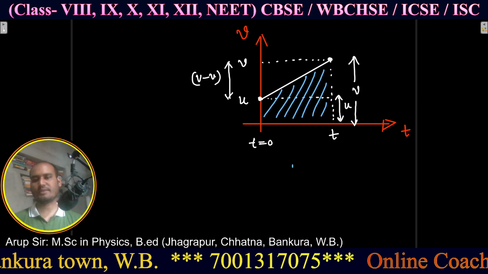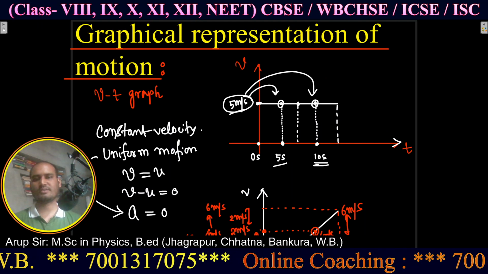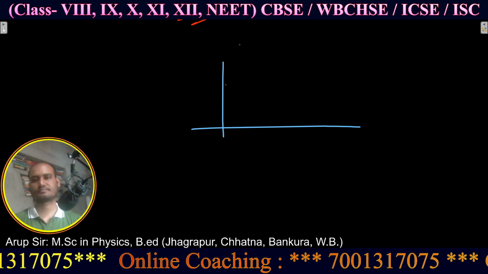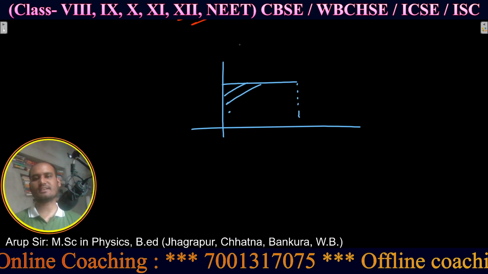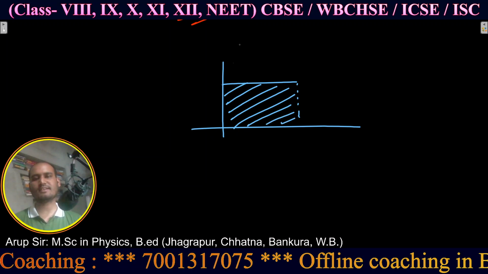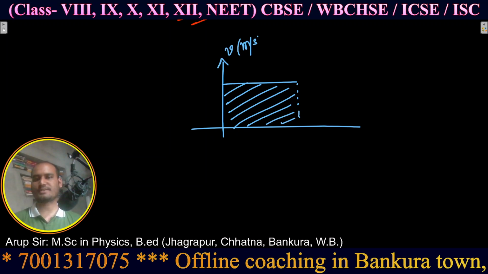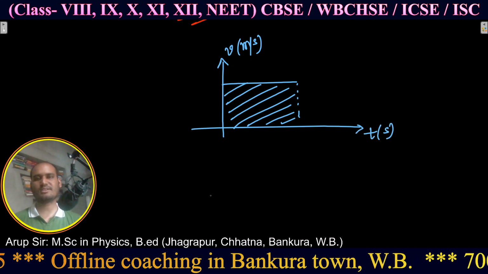See, if the graph is like this type, then in this case I am getting a rectangle. This is v, velocity, with the unit meter per second in the SI system. This is time, which has the unit second.